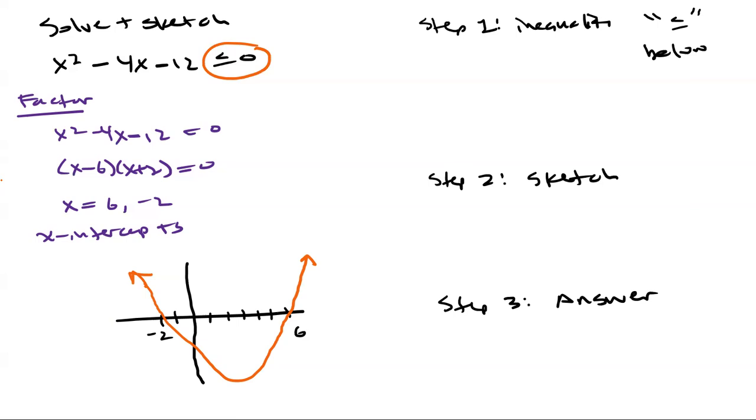So here for our answer, it's going to be between negative 2 and positive 6. The key to this question is graphing this, making a sketch of it, and then understanding what the inequality is asking.